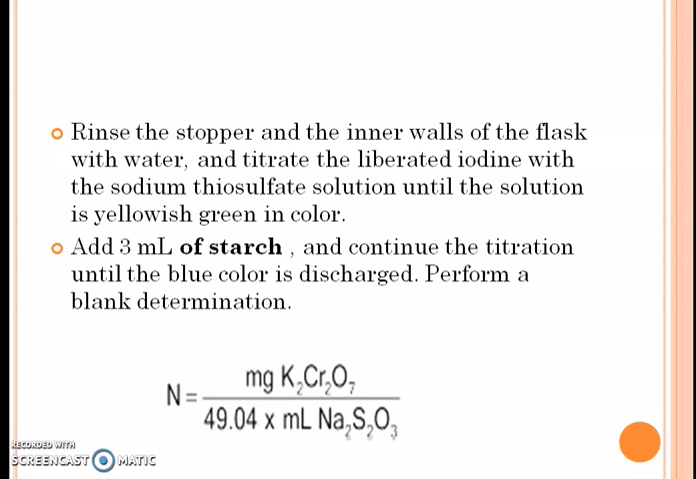We have to rinse the stopper and inner walls of the flask with water and titrate the liberated iodine with sodium thiosulfate solution until the solution is yellowish green in color. Then we have to add starch as the indicator and continue the titration until the blue color is discharged. Also a blank titration, that is without the sample, has to be performed. Normality can be calculated from the given formula.